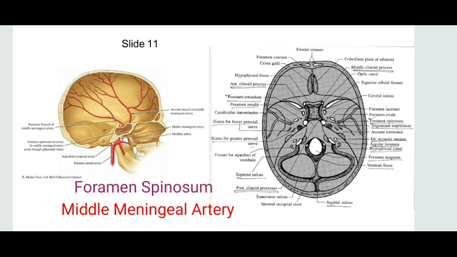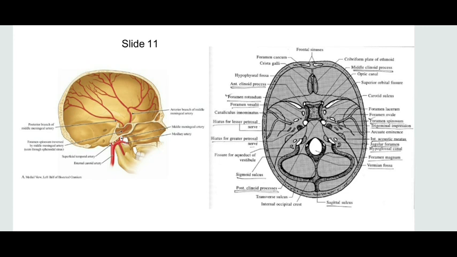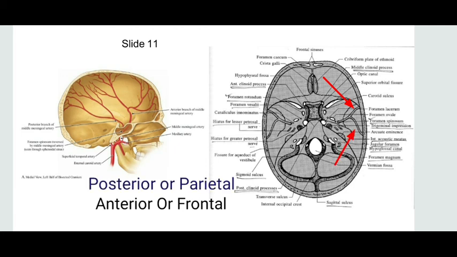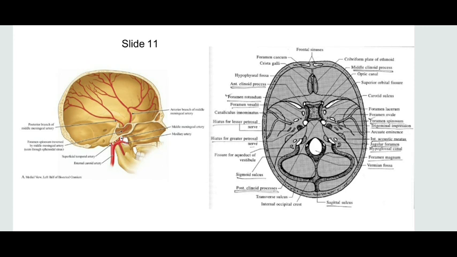In the middle cranial fossa, it runs laterally and forward and grooves the squamous part of temporal bone and then divides into anterior or frontal branch, and posterior or parietal branch. With that, we have concluded the lateral part of middle cranial fossa.